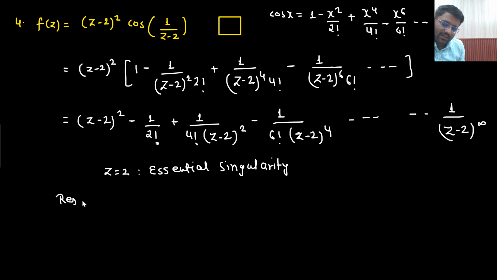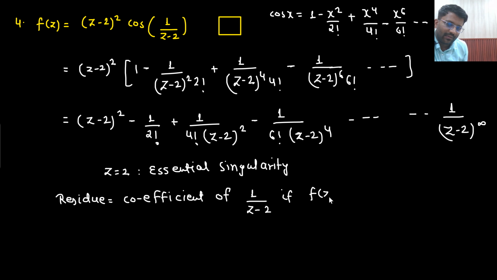So the residue will be nothing but the coefficient of 1 upon z minus 2 in f of z. What is the coefficient of 1 upon z minus 2 in f of z? Can you see this factor? It is not even there, no? 1 upon z minus 2 is not even there. That means it would have been 0 multiplied with 1 upon z minus 2. Say yes or no? So what is the coefficient? Coefficient is 0. So what is the residue? Residue is 0. That's it.